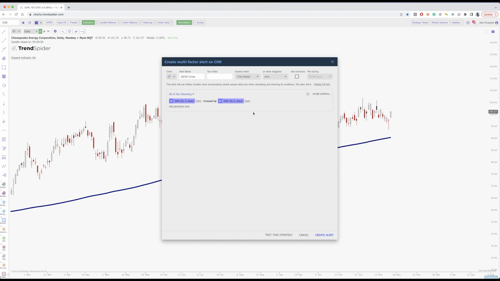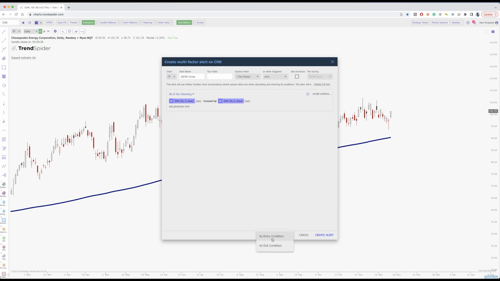So now anytime the 20 crosses above the 50, I'll be alerted. Now you can do this with as many conditions as you want. I'm just keeping it simple here for the example that we're going over. Let's say that you find a moving average cross, or somebody tells you about a moving average cross, and you want to backtest it and see how that has performed over a certain amount of time.